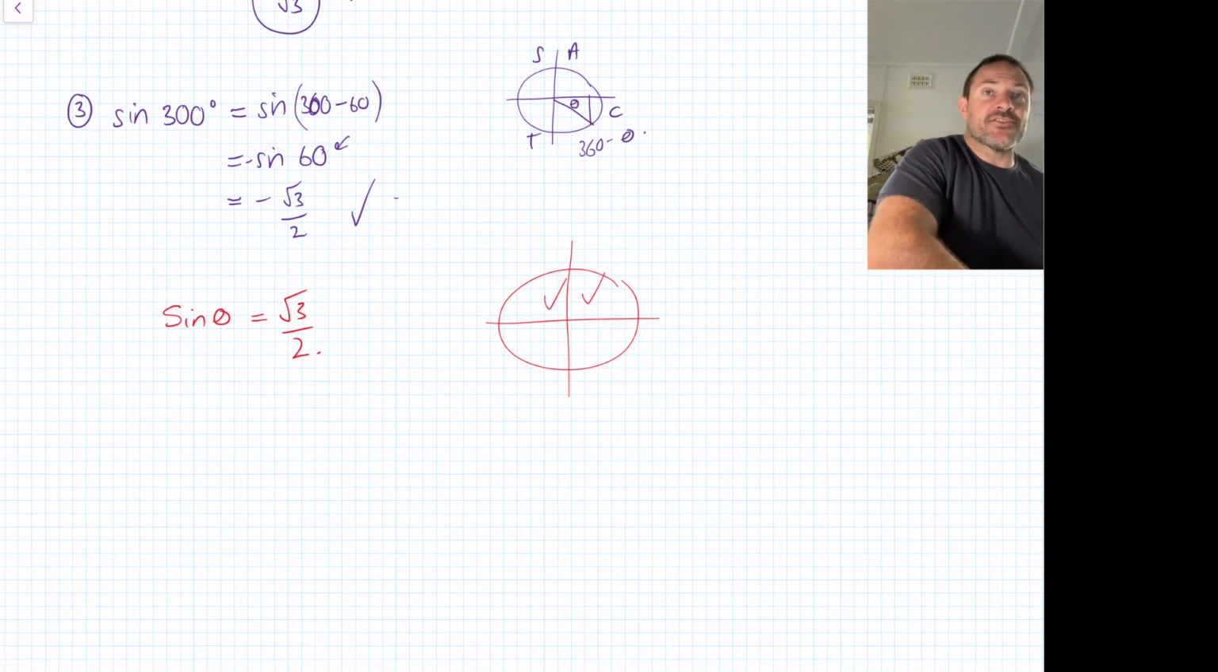If I, in fact, do shift sine and then do my root 3 over 2, and close my brackets.